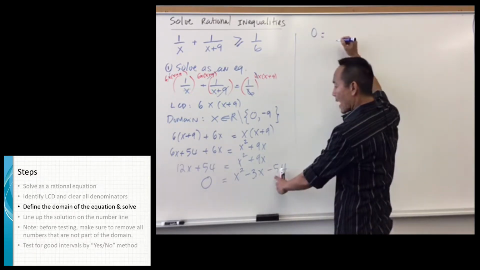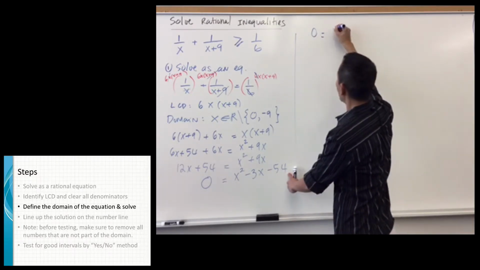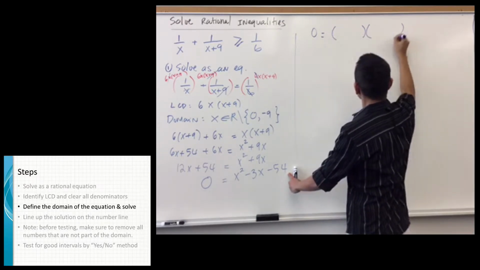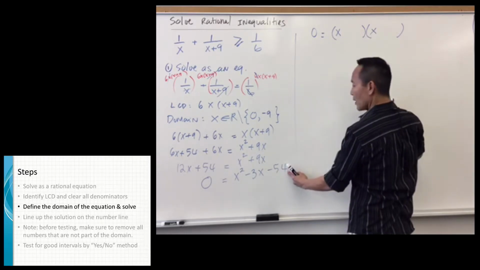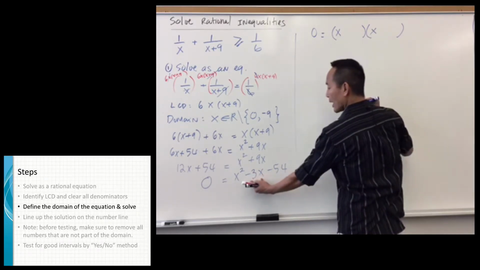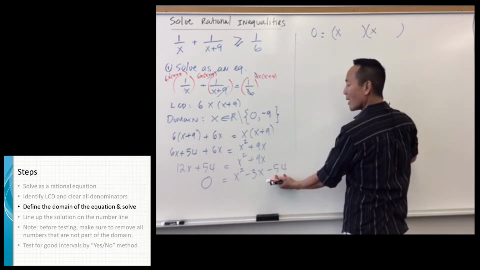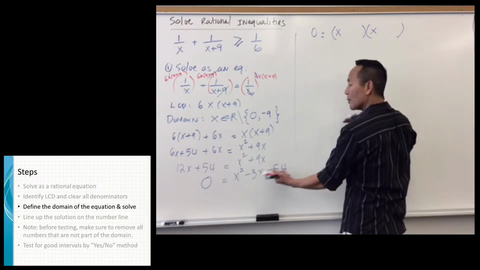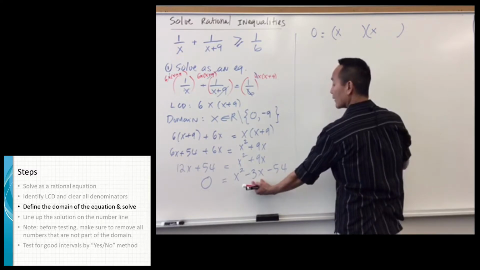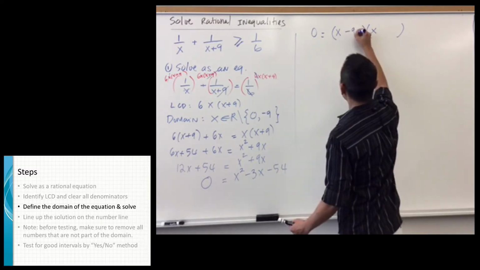x squared minus 3x minus 54 can be factored. So I have x squared, x times x, and negative 54 and negative 3x. We need two numbers that multiply together to give negative 54, and when you combine them together, you have negative 3, which would be negative 9 plus 6.